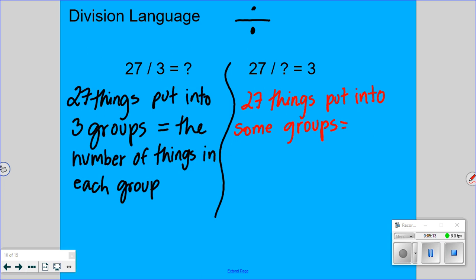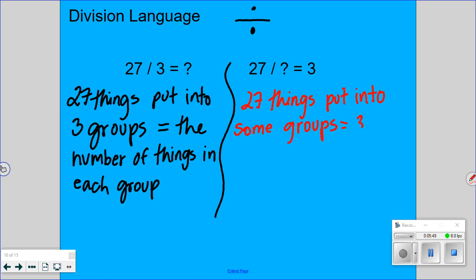Has the same value as 3. What does that 3 mean? How many groups? So 27 things put into some groups. It's going to mean or equal or be worth. Jordan? It's the same as 3 things in each group. The same value as 3 things in each group.